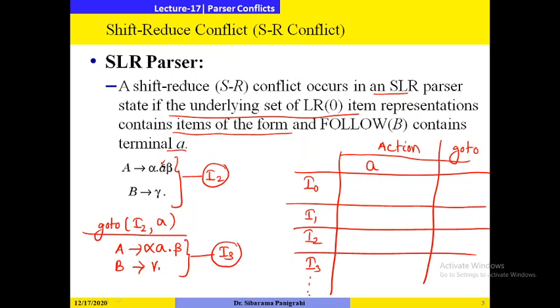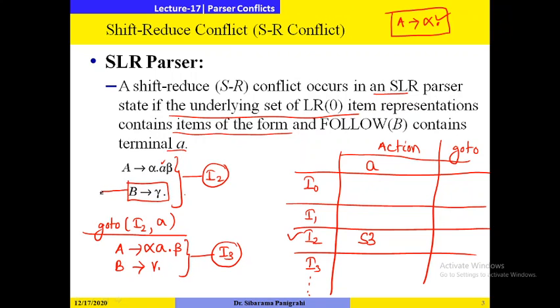Go to I2 comma a means I2 by taking a, I am going to the state I3. So here I will write S3. Now let me write the reduce operations. For reduce operations, I have to search for productions terminated with a dot, of the form A gives to alpha dot, where the dot appears at the end. In I2 you have gamma dot, B gives to gamma dot.